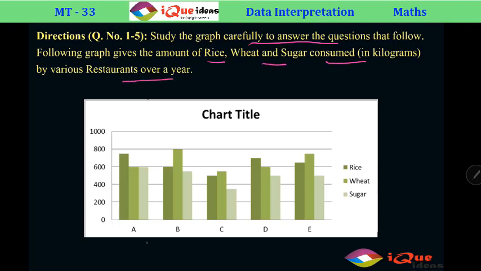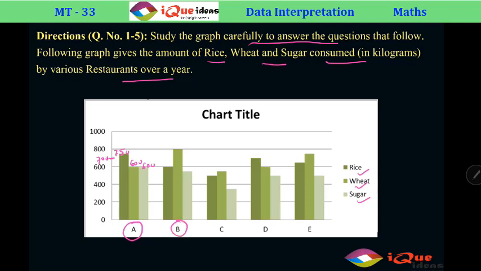Alright, so here it says A and the color description. The darkest green is rice, then the middle one is wheat and the lightest one is sugar. So identify this data carefully. For example, let's say A, it says various restaurants. So restaurant A, suppose we want to know about rice. Rice would be somewhere between 700 and 800, right? So that is 750. Similarly, wheat is clearly 600. Then sugar is clearly 600. So this is how you have to read this data, right?